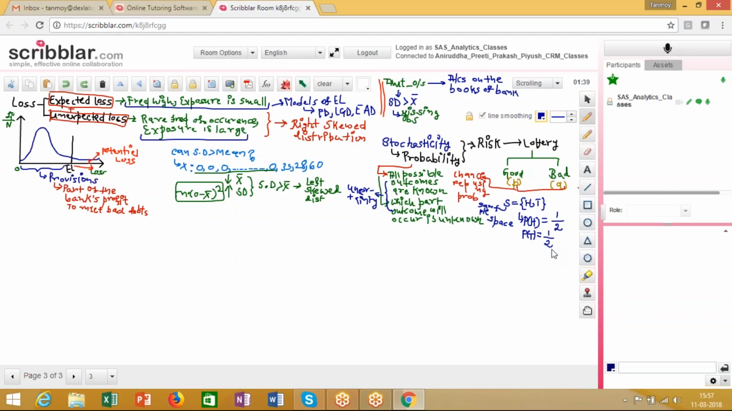So what probability very simply states is that there are these possible outcomes, and out of these possible outcomes there is one outcome which will actually occur, and to ascertain the chances of the occurrence, we use probability. Clear?